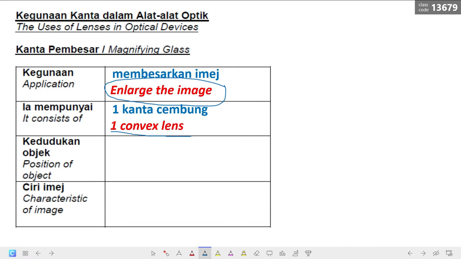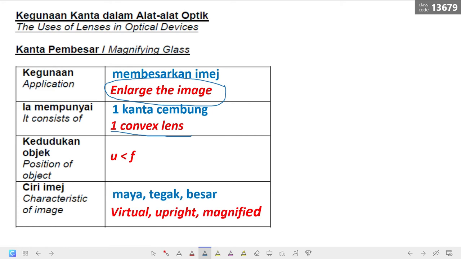Another point is the position of the object for the magnifying glass: U is smaller than F. We already learned this in the previous lesson. So how do we draw the ray diagram? What happens when U is smaller than F, where the object distance is smaller than F? Looking at the ray diagram, the characteristic of the image when U is smaller than F is that it is virtual, upright and magnified.